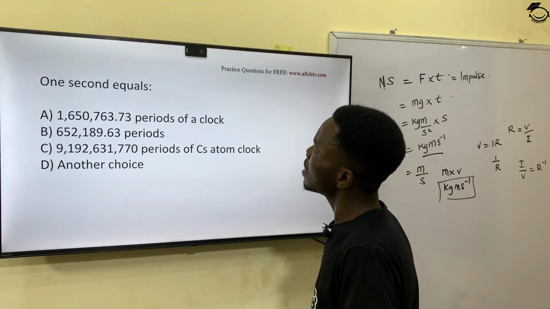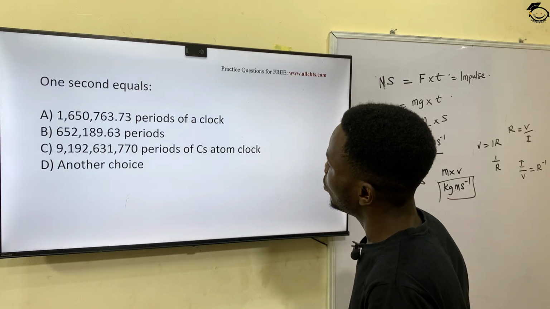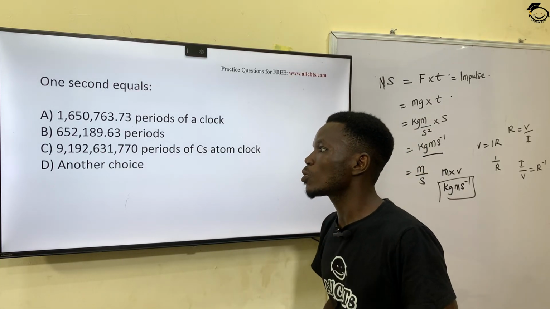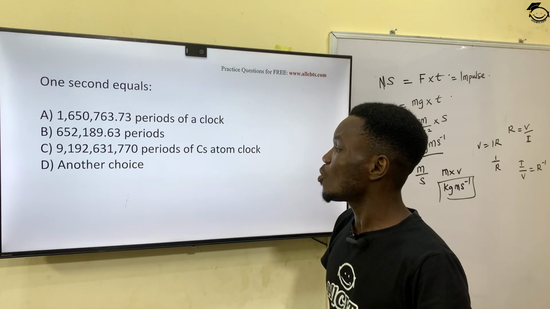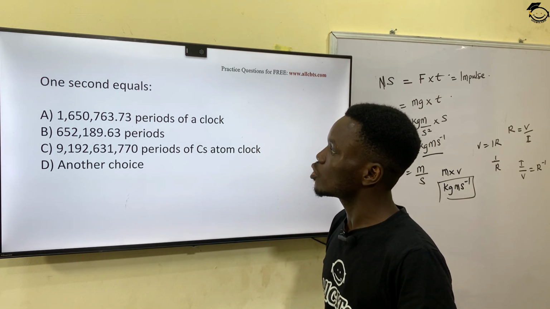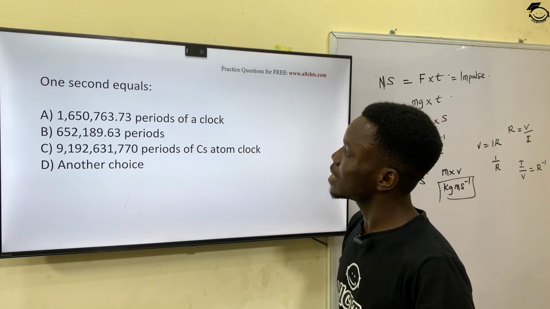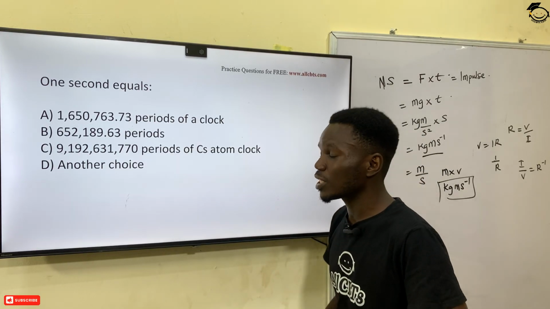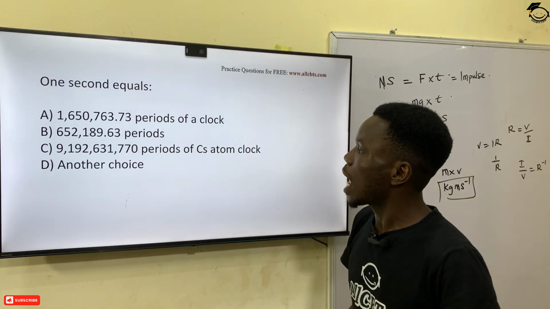So that takes us to the next question. One second equals dash. Please note that one second is equal to 9,192,631,770 periods of the cesium atom clock.